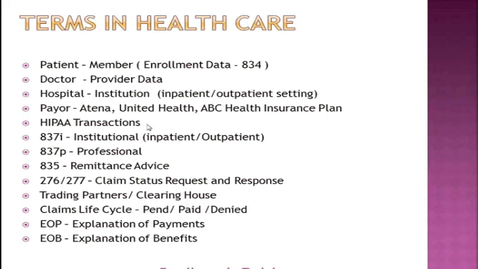You have 276 and 277. That's the claim status request and response. If somebody wants to know the claim status, where we are at, is it pending, is it paid, what's happening with my claim, you can send it through 276 and 277. There is 270, 271, there is 278. There's a lot of transactions out there. As we go through this demo, I will show you an example and walk you through a claims lifecycle.